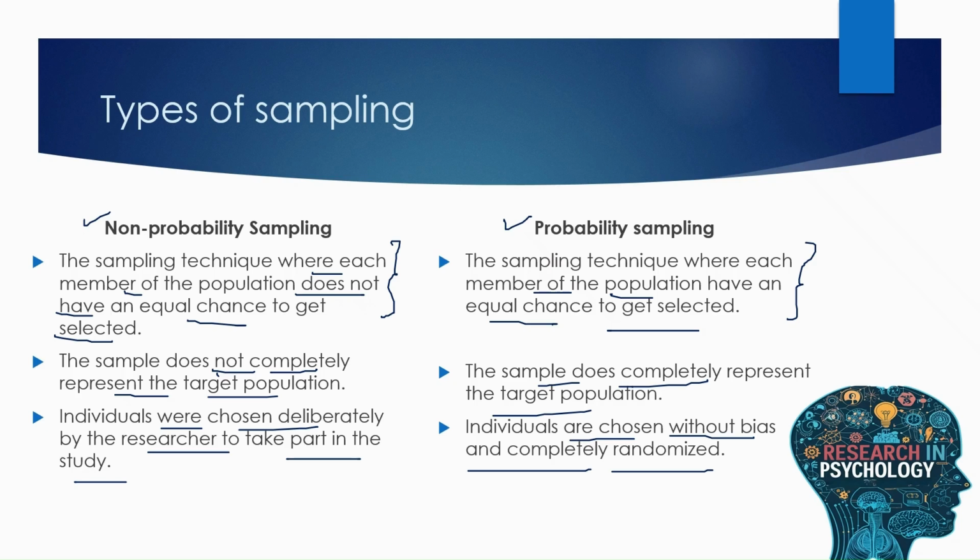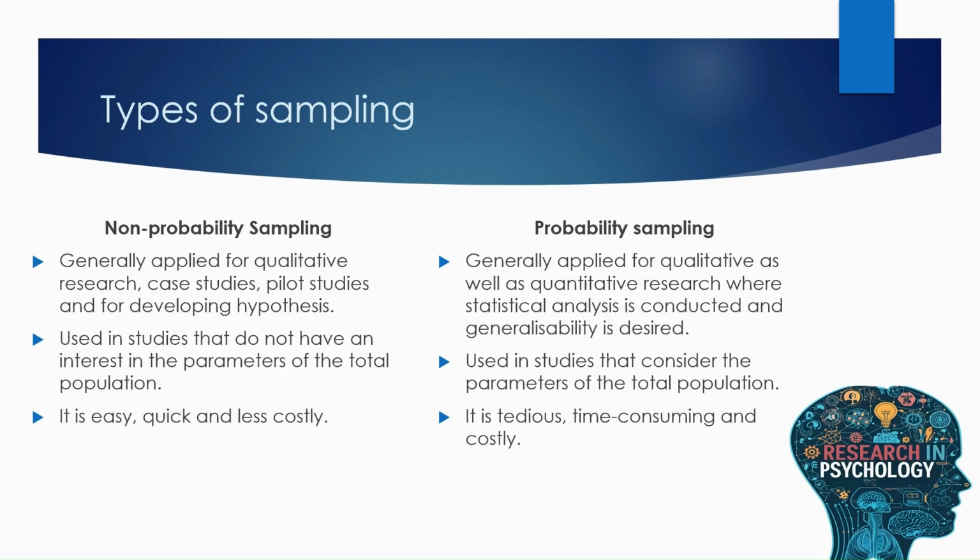While if I am going to go for probability sampling, what I'll do is I'll put up a notice and I'll invite everyone to be a part of my study, so that there is no bias here, randomized. Everybody has an equal chance to be a part of my study, right? So that is probability sampling. Then generally, the non-probability sampling is applied for qualitative research. Qualitative research such as what? Case studies, pilot studies, and for developing hypothesis. Alright. While probability sampling is generally applied for both qualitative as well as quantitative research, where statistical analysis is conducted and generalizability is desired. Alright.